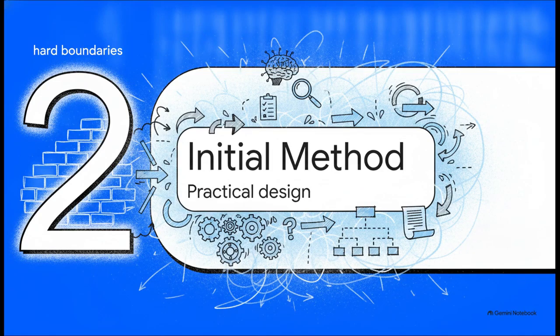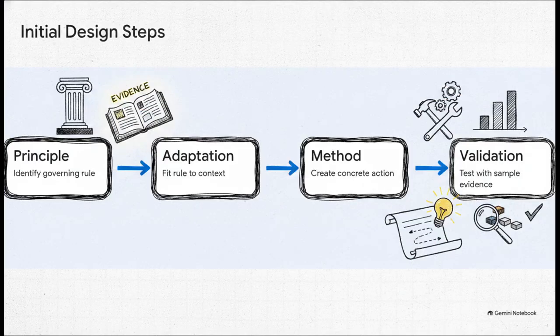Moving on to part 2, designing the initial method. Once those hard boundaries are set, you've got to stop trying to build a perfect, fully fleshed out system from scratch. Instead, focus on a practical, initial heuristic design. You don't just pull methods out of thin air. You start with an unchanging principle, something like do not claim safety beyond available evidence. Then you adapt that rule to your specific context, create a concrete method, and validate it using just a small sample set. You're building a best fit baseline, meant to be improved over time, not a finished masterpiece.